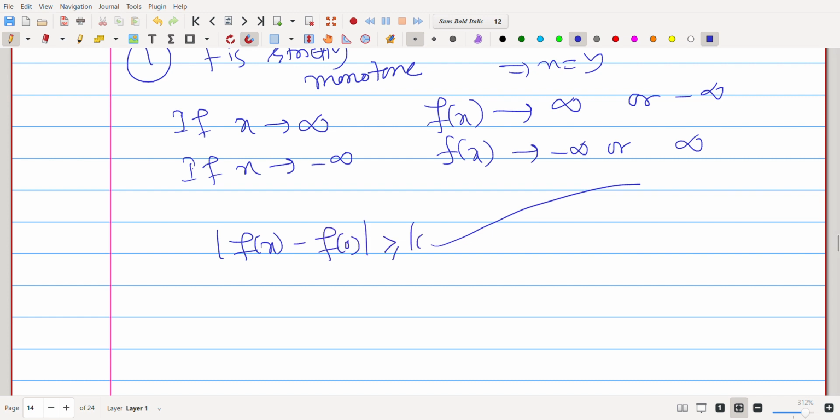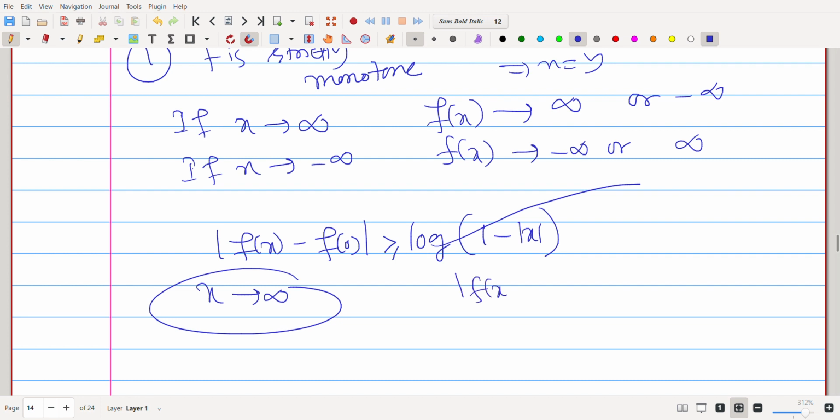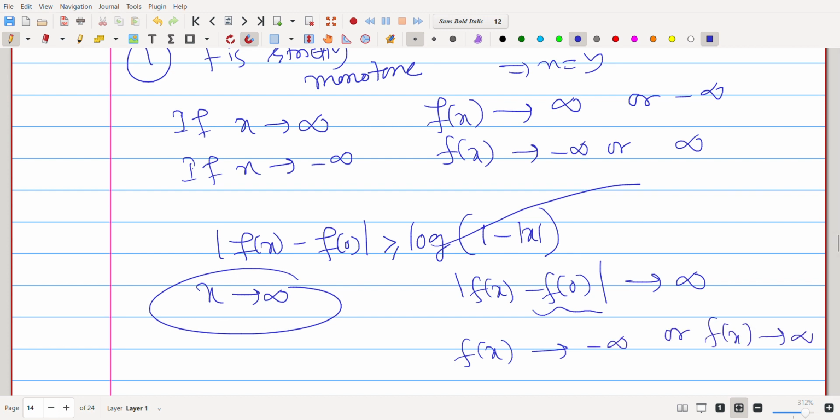Say fx minus f0 is greater or equal to log 1 minus mod x. Let x go to infinity. That will imply mod fx minus f0 goes to infinity. Now f0 is a finite quantity, right? So that will imply fx goes to negative infinity or fx goes to positive infinity, right? It can't be oscillatory. That is important here.